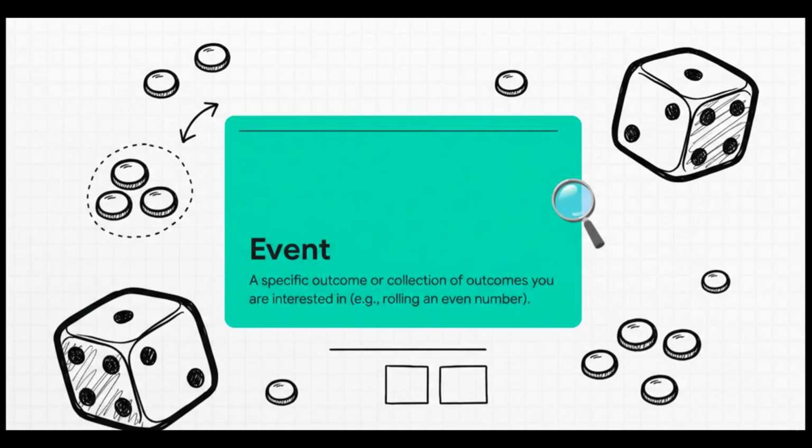An event is the specific thing you're hoping for inside that universe. So for example, your event could be rolling an even number. In that case, the outcomes you want are 2, 4, 6. At its heart, probability is simply the number of outcomes in your event divided by the total number of outcomes in the sample space. And that's why counting is so fundamental.